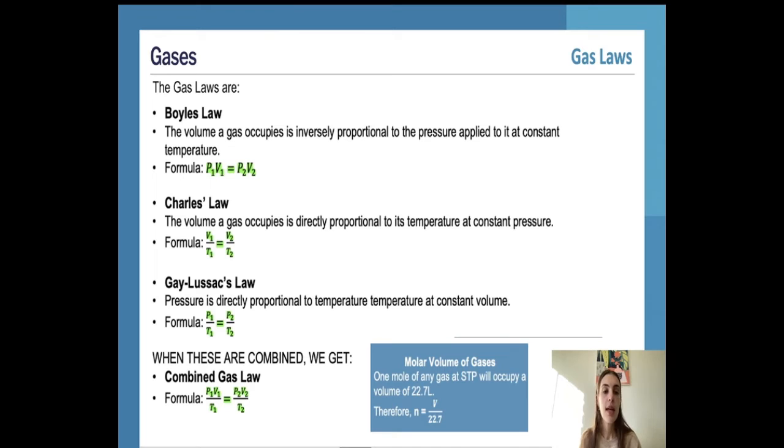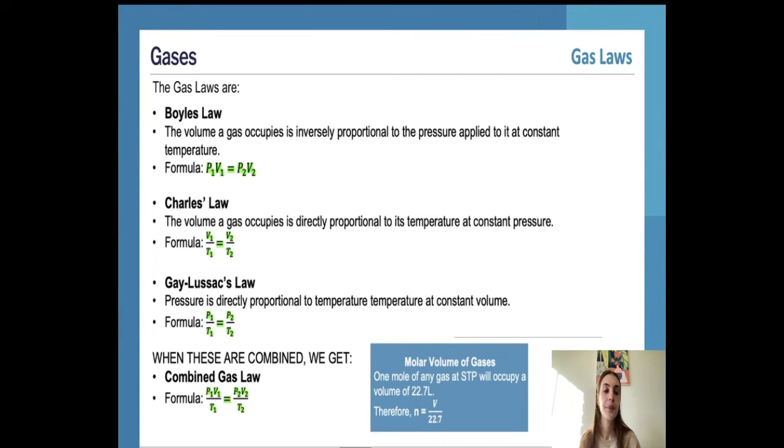Our final one is Gay-Lussac's law. And so this is considering pressure and temperature. It's considering that pressure is directly proportional to temperature at a constant volume. So without changing the volume, if we increase pressure, we're going to increase temperature. And so we use this formula if we know the pressure but we want to find the temperature, or if we know the temperature and we want to find the pressure.